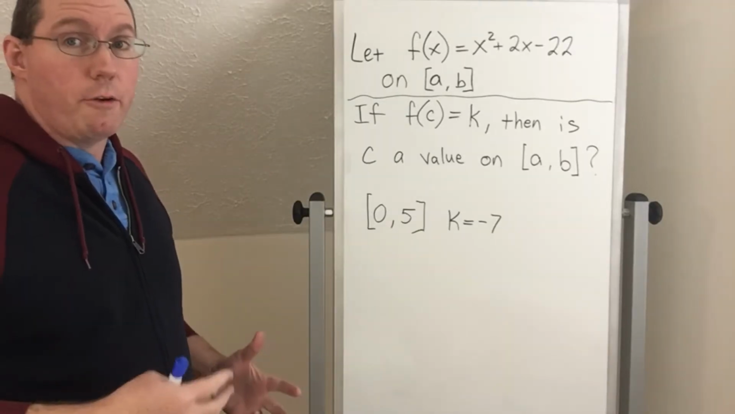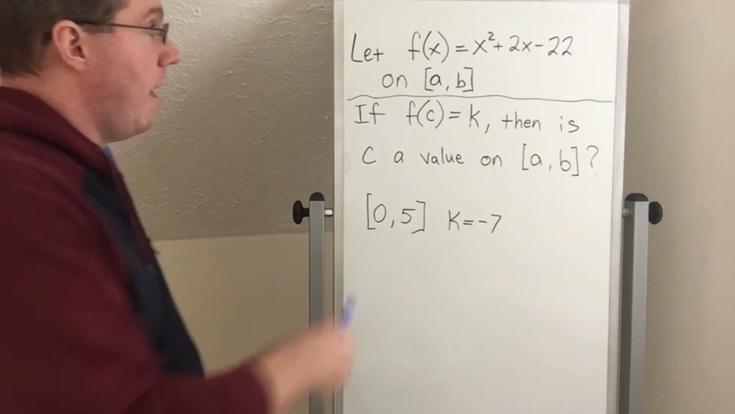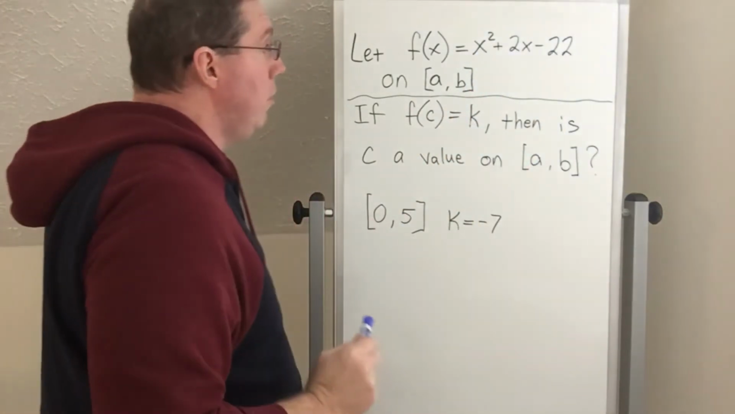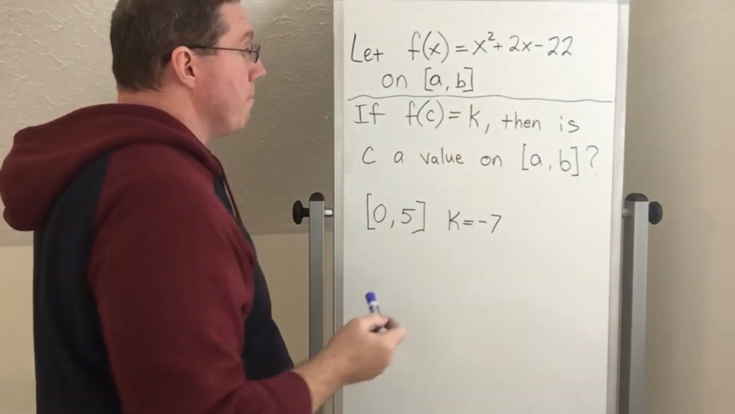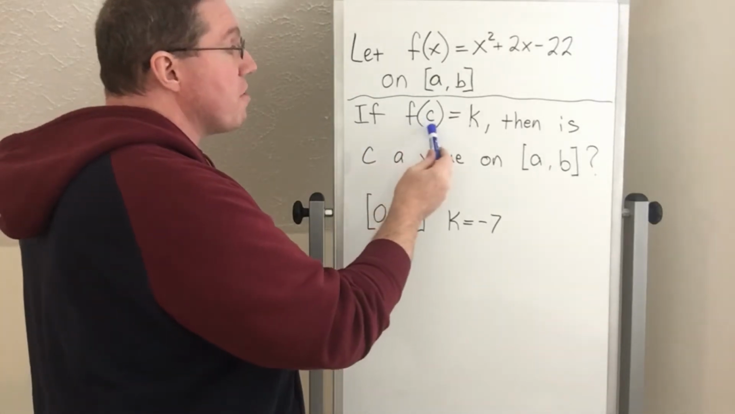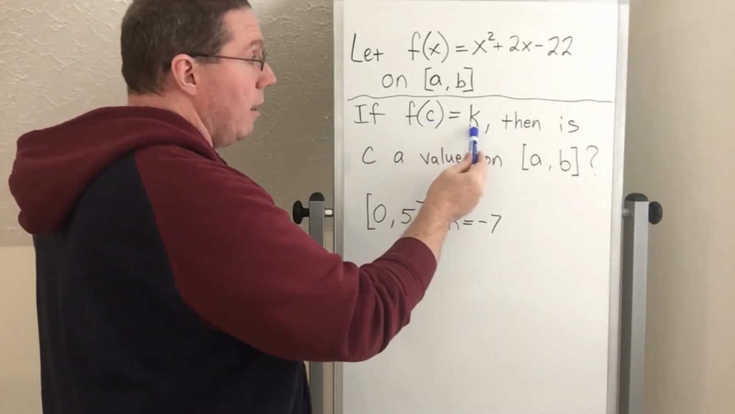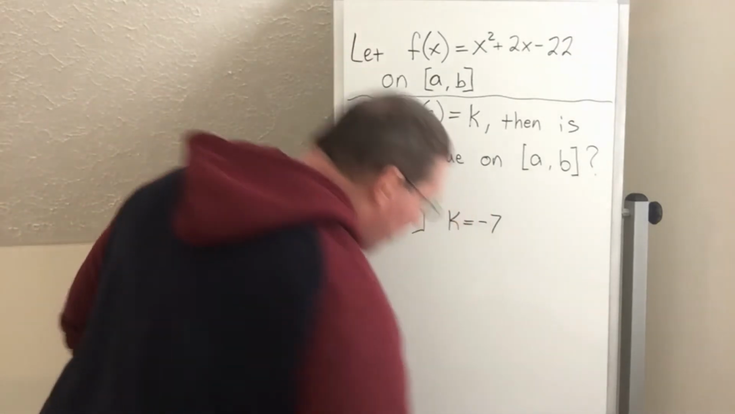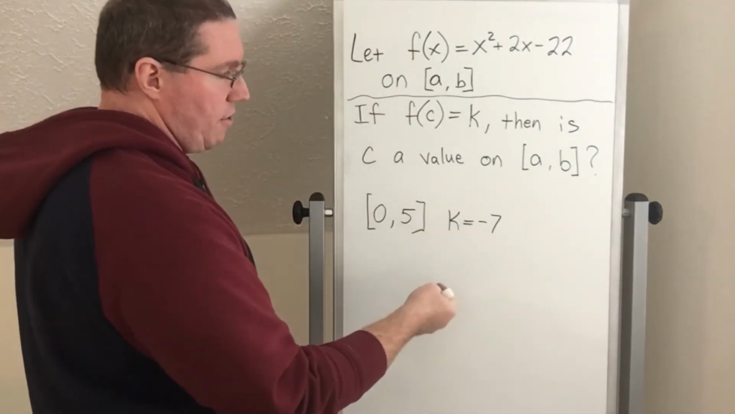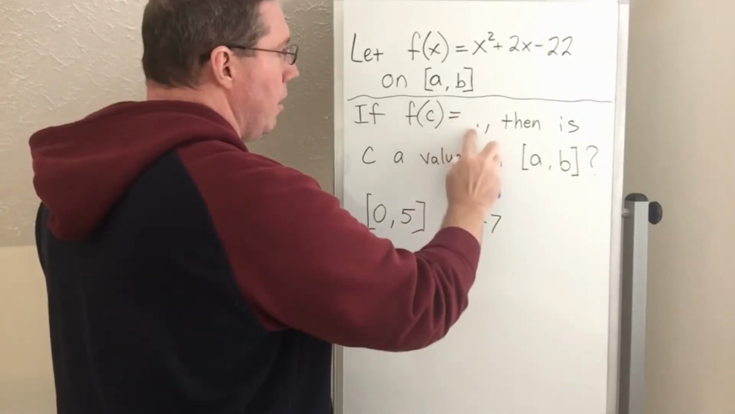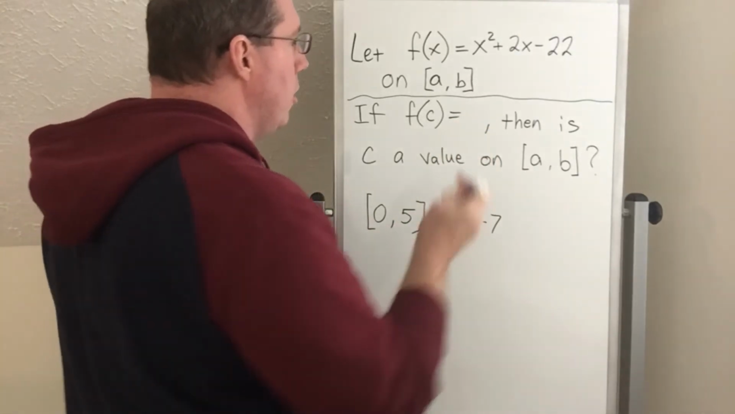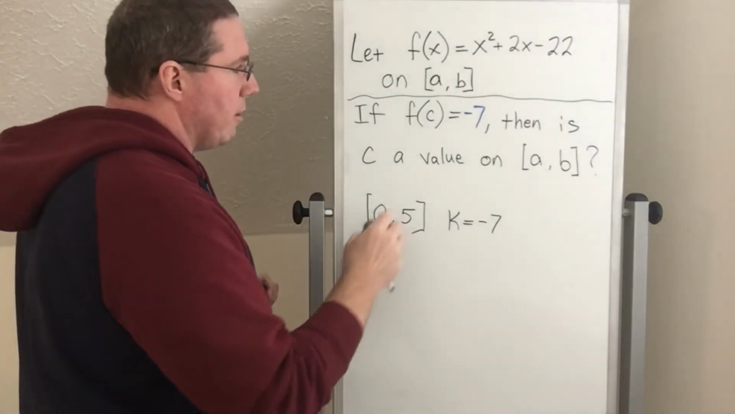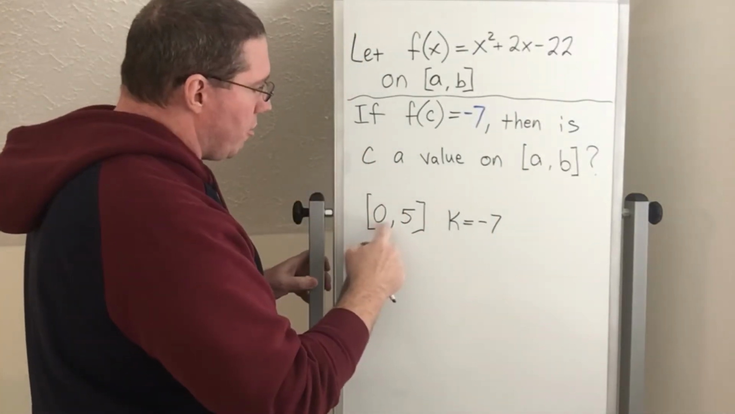All right, so we've got another great example here. It says that f of x is the function x squared plus 2x minus 22 on the interval from a to b. And it says that if f of c is equal to k, all right, so if c is some value, in fact, another way that we could write this, we can see down here that k is -7, right? So what we might do is actually put -7 right here in the problem, and we can see that a and b are 0 and 5.